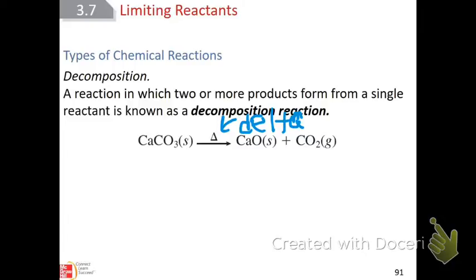and carbon dioxide. Calcium carbonate is lime, and so when it gets hot, it makes calcium oxide and carbon dioxide. Decomposition. You recognize it from the 5 types because it's the only one that has one and only one reactant.